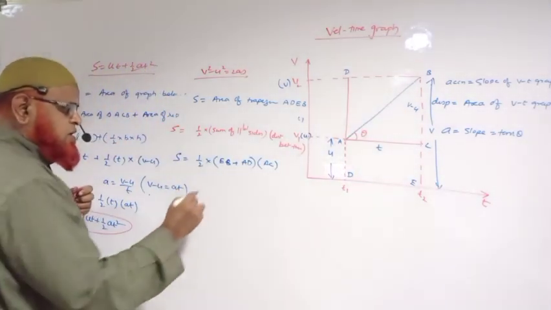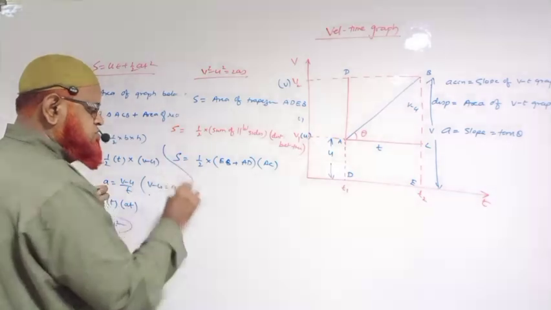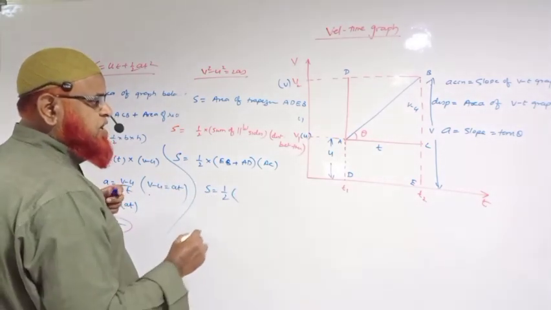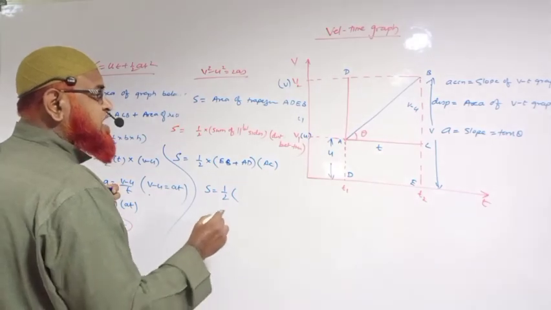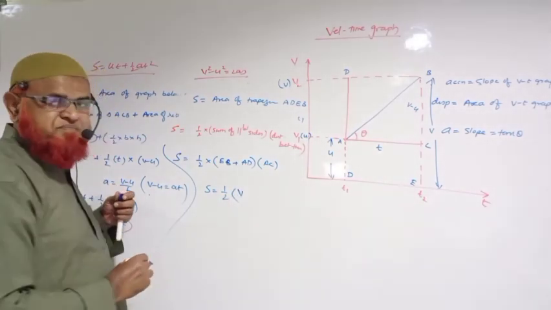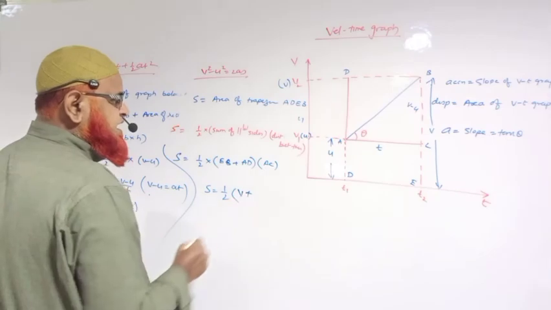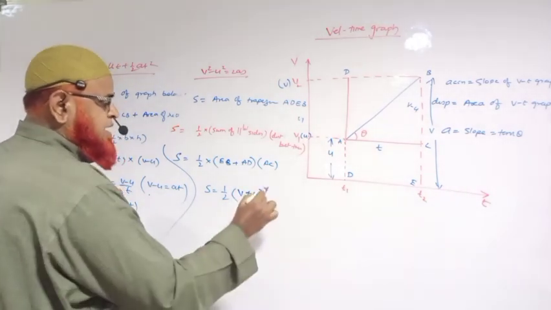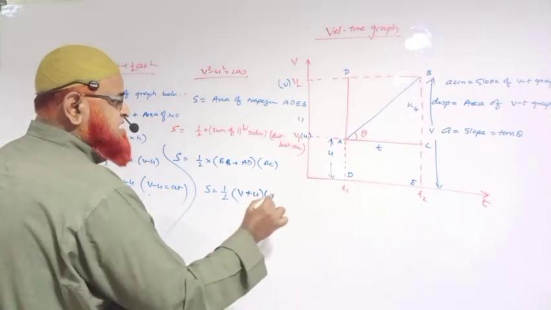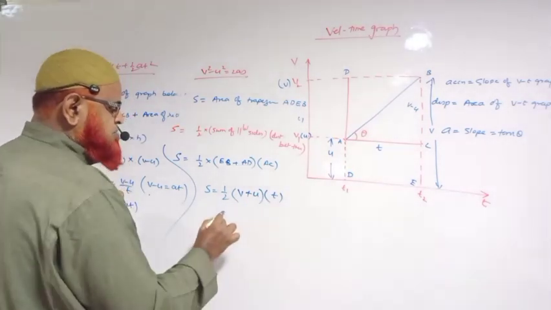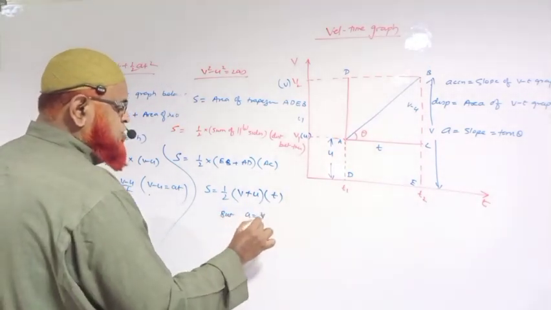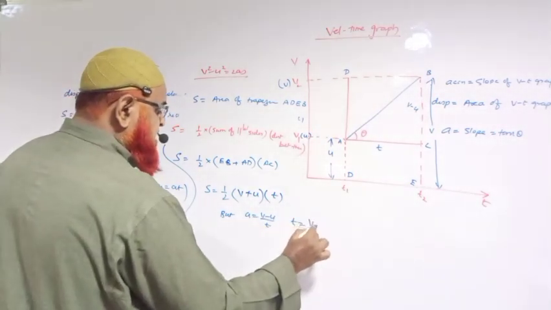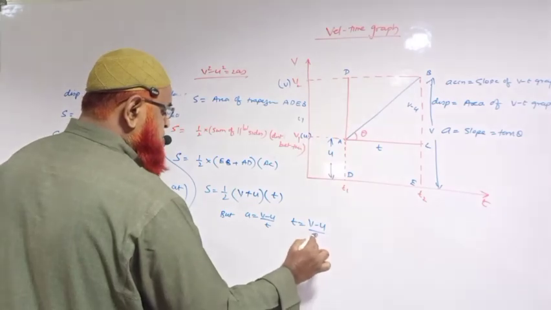Yes, sir. So you can write like this now. Displacement is equal to half. What is EB? EB is v, plus AD. AD is u. And what is AC? AC is t. But a is equal to v minus u by t. That means t can be taken as v minus u by a.